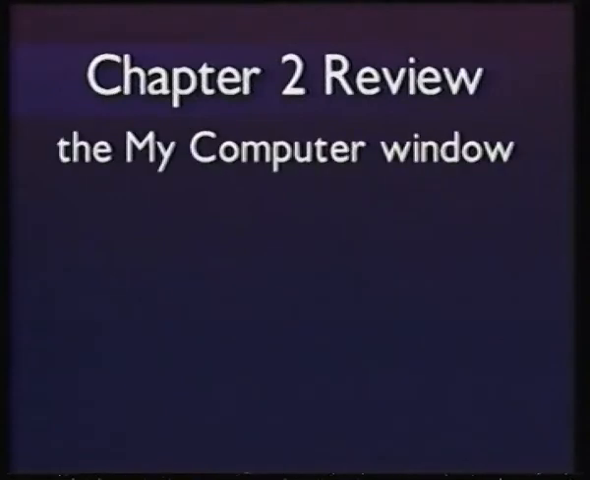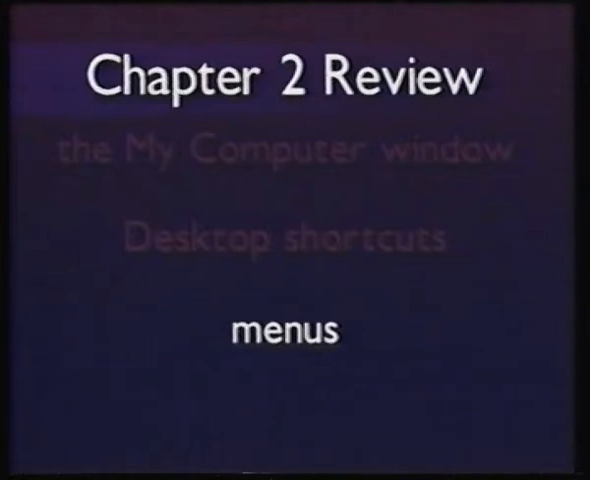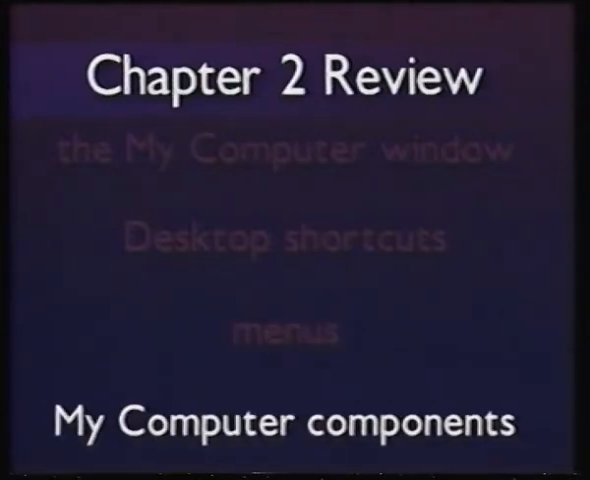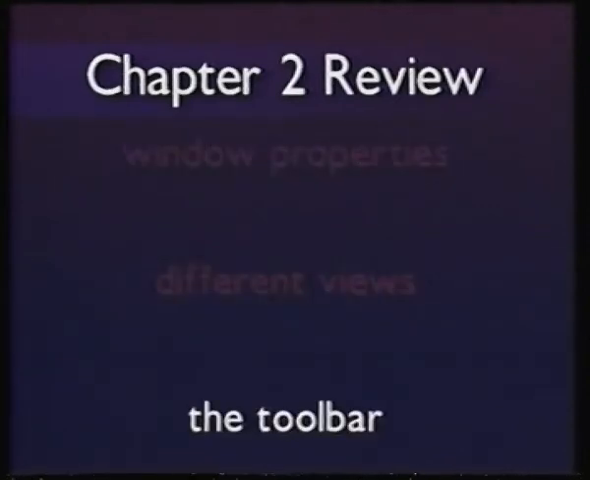Let's review what we have covered in this chapter. We opened the My Computer window from the shortcut on the desktop, then discussed how to use the menus and their commands. We looked at some components of My Computer and saw how each window had its own properties. We looked at different views and discussed the toolbar.